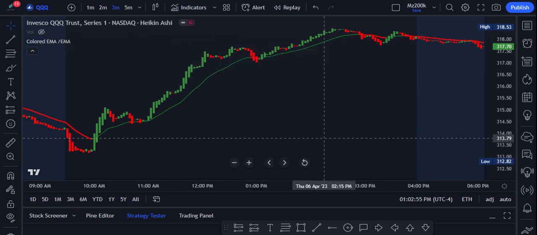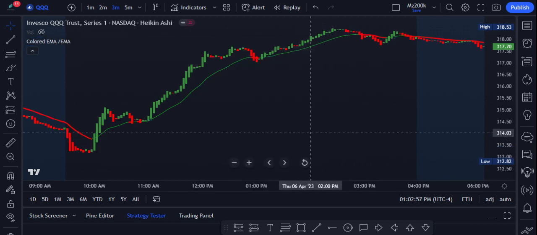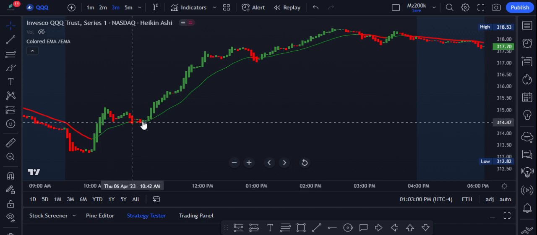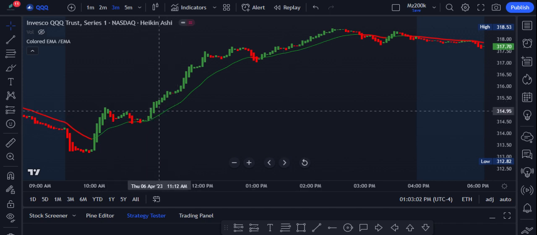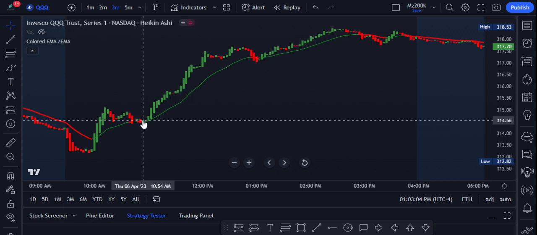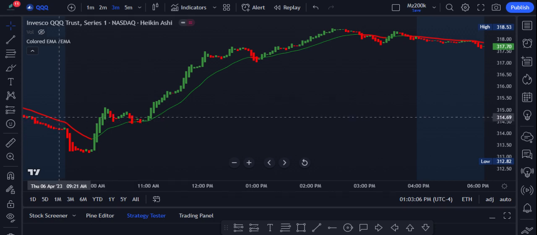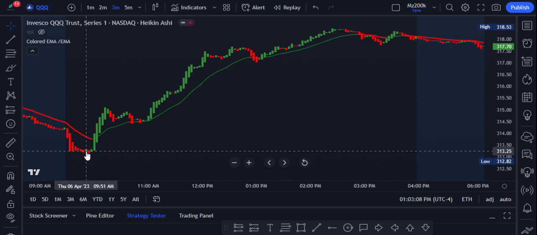And the gist of the strategy is just to simply follow the 21. If all of the candles are above the 21, that's when you will enter the market into a call. If all the candles are below, you will enter into a put.